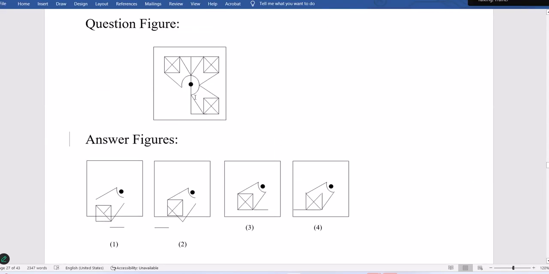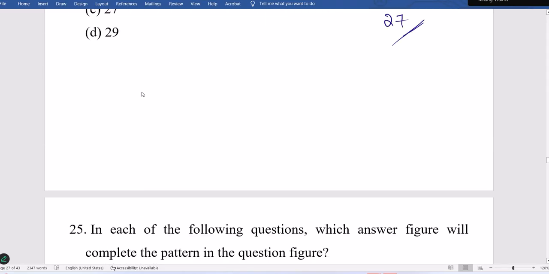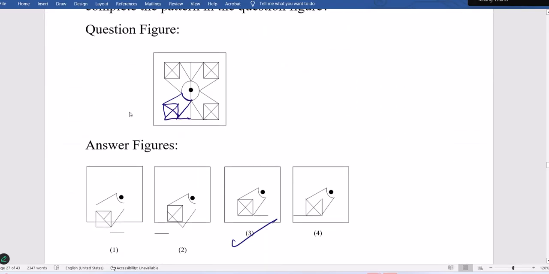To complete the diagram, what should be here? You can zoom it, you can understand that we need something like this, and we need a square box, and we need a line which will touch here, and we need a circle here, a quarter part of a circle, so that's perfectly suitable in the third option. Only the third one is suitable. Good. Now see the next one.